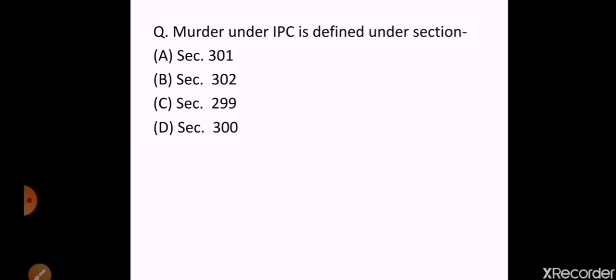So the question is, this is a very easy question, and most of you have got the right answer. Murder under IPC is defined under: A, section 301; B, section 302; C, section 299; D, section 300. The correct answer is option D, that is section 300. Yes, 300 defines the term murder.